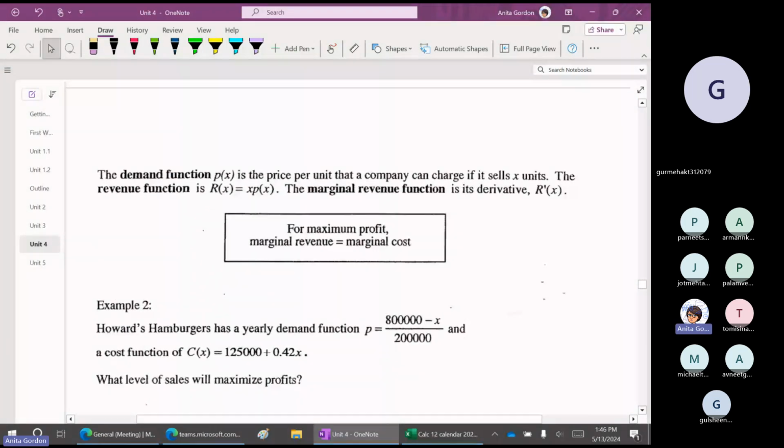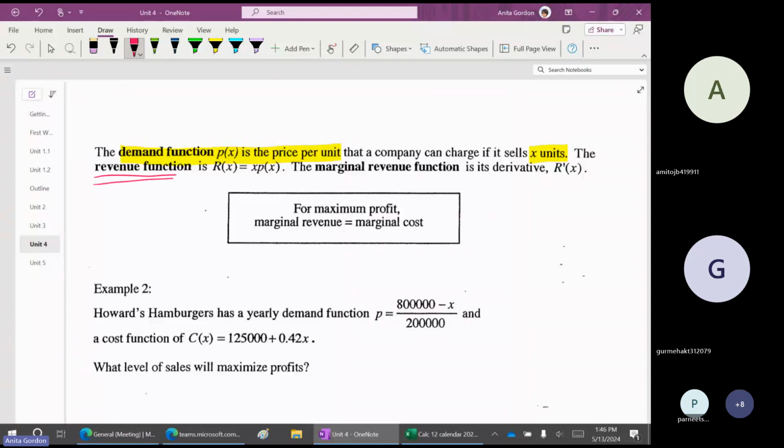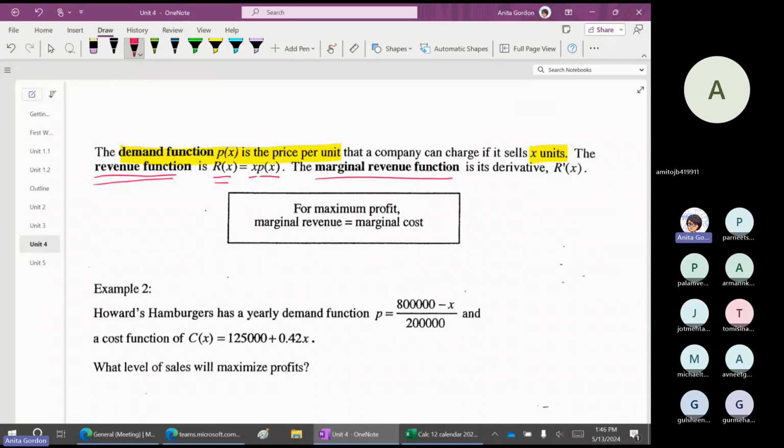Okay, let's look at another business concept here. The demand function. The demand function is represented as the price per unit, where we have little p as the price that the company charges when they sell an X number of units. The revenue, so their income, is represented as capital R, price per unit times the number of units they sold. The marginal revenue is the derivative of the revenue function.